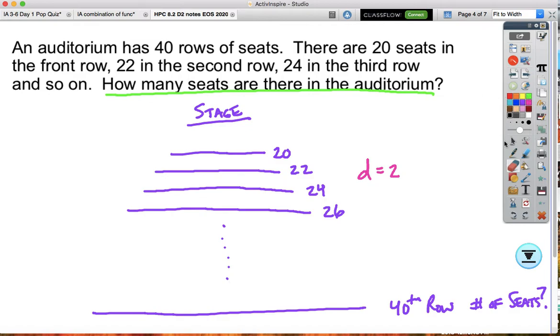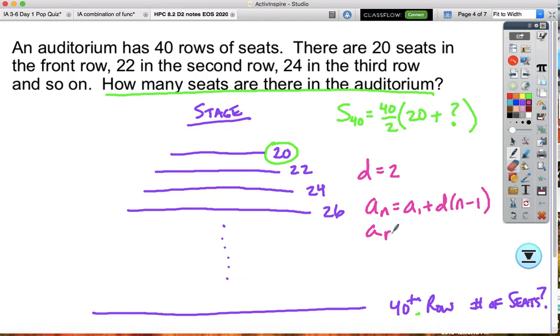I would want to use my summation formula for that to figure out the total number of seats in 40 rows. So I would do 40 divided by 2. I would need my first term. My starting term is 20. That's how many seats are in the starting row. What I don't know is how many seats are in the ending row. So this is very similar to the last problem. So I need to figure out how many seats there are in the 40th row.